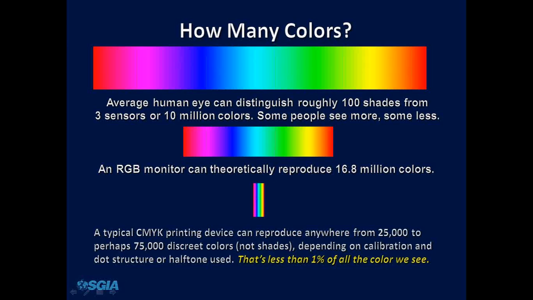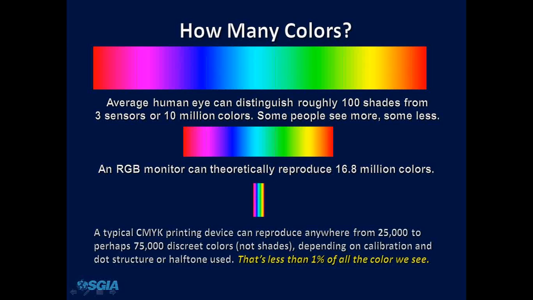RGB monitors can theoretically reproduce 16.8 million colors. And we come to that by looking at the three values: red, which is values 0 to 255, green 0 to 255, and blue 0 to 255. If you do the math, that comes up to 16,777,216. For our cases, we're just going to round it up to 16.8 million.